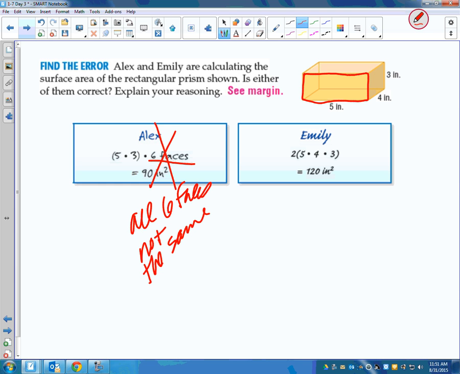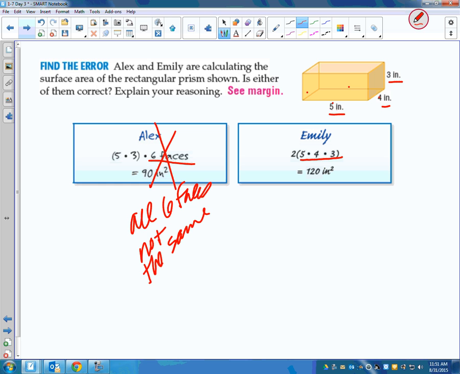What about Emily? Where do you think this came from? 5 times 4 times 3. What do you think? I actually have a question. The equation is SA equals Ph plus 2B. How is the perimeter 5 plus 4 plus 3? No, the capital P stands for the perimeter of the base. So it'd be 5 plus 4 plus 5 plus 4. Okay. Did we get the 5 times 4 times 3 from the sides?